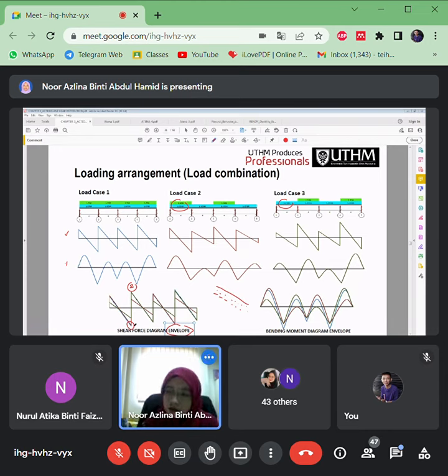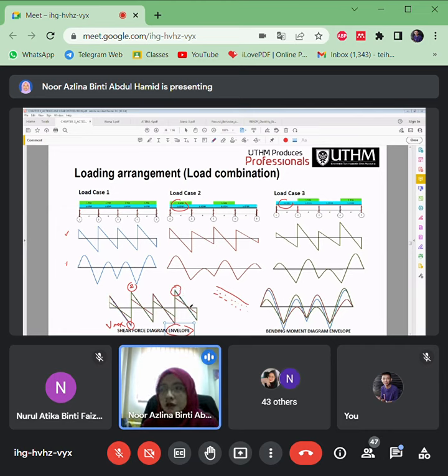It shows here that the blue color and red color produce the maximum Vmax, right? So that means load case 2 also has the potential to produce the maximum shear force. Same goes for this support here: color hijau, color biru. So load case 3 also has the potential to give a high value for the shear force.